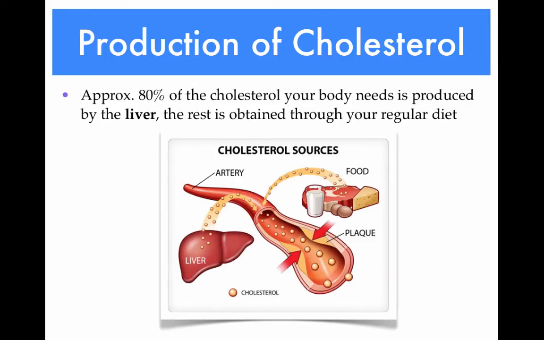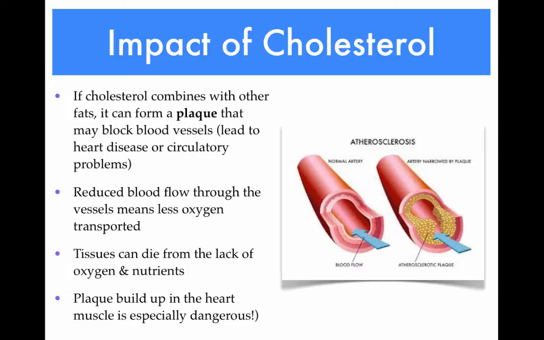What most people don't know is that 80% of the cholesterol your body needs is produced by the liver, and the rest is obtained through your regular diet. If cholesterol combines with other fats, it can form a plaque that may block blood vessels, and that will lead to heart disease or circulatory problems. Reduced blood flow through the vessels means less oxygen is transported, and as a result, tissues can die from the lack of oxygen and nutrients. So you can only imagine how dangerous it would be if plaque were to build up in the heart muscle. The image there shows you the difference between a normal artery and a clogged artery.